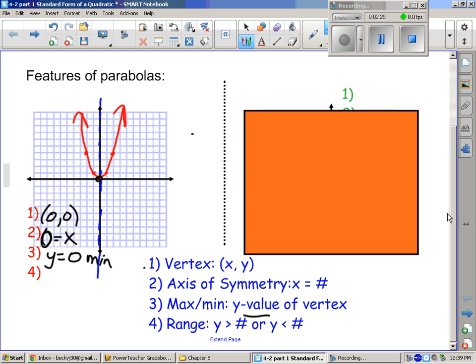All right, the other thing is the range. The range has to do with your y value. And basically it's how high up or how low does this go. It always starts at either y is greater than or equal to or y is less than or equal to. All our y values are above the x-axis. So in this case, it's y is greater than or equal to 0.